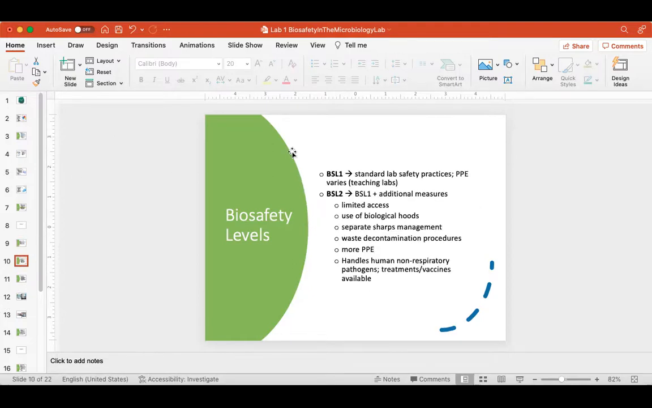In a BSL 1 laboratory, we use standard lab safety practices. So the PPE, like we said, is going to vary. Everybody's going to wear gloves when they're handling microbes, but all other forms of PPE are going to vary depending on the particular lab. There's a very low level of hazard, so we use a lower level of biosafety. And again, all teaching laboratories are at BSL 1.